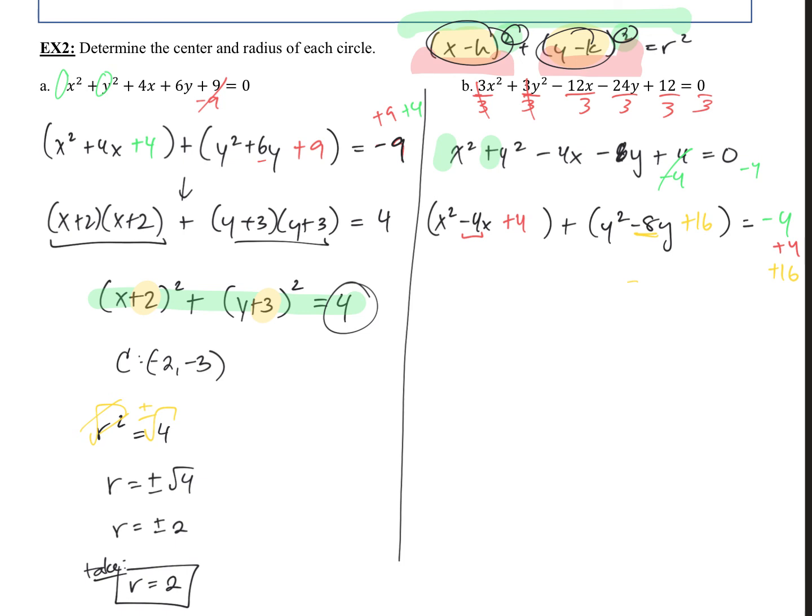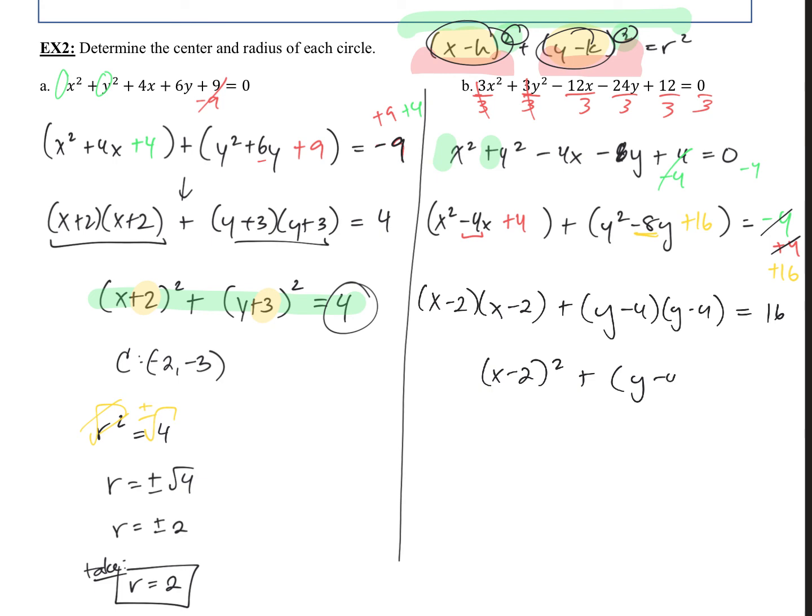Okay. So as mentioned, the scratch work is important to show, but just usually do that on the side of the work. All right, so these trinomials should be perfect trinomials. So we should be able to factor them into identical binomials. So x minus 2 and x minus 2 plus y minus 4, y minus 4 equals, let's see, those cancel each other out, and we're left with 16. And then we have x minus 2 squared plus y minus 4 squared equals 16.